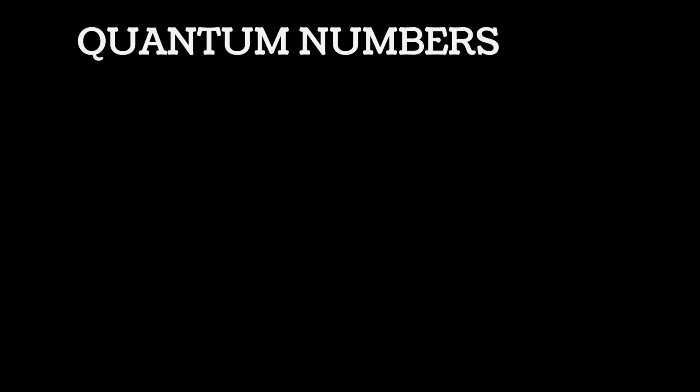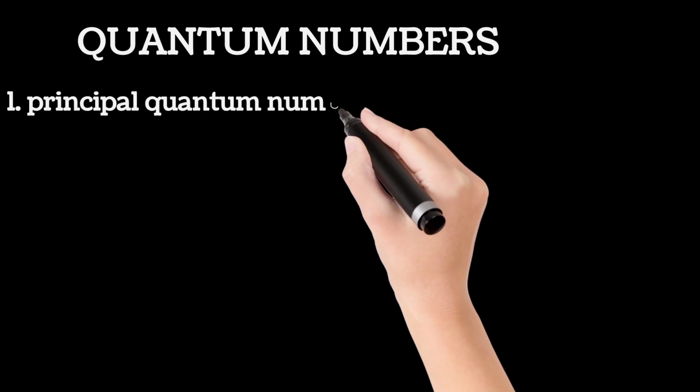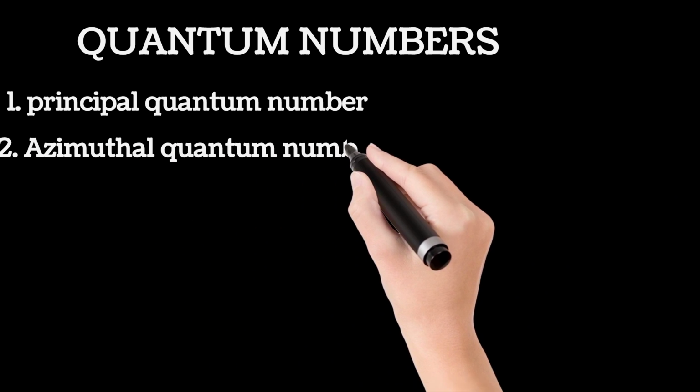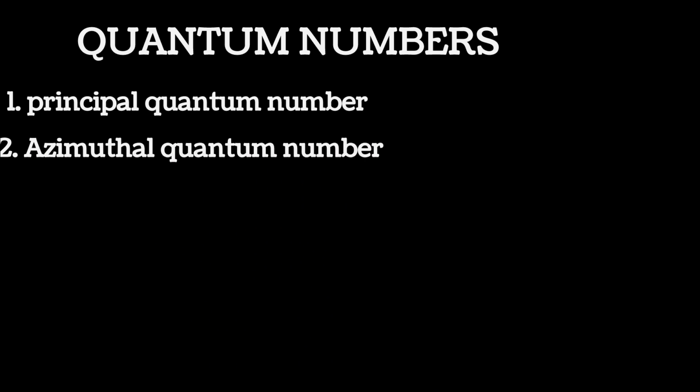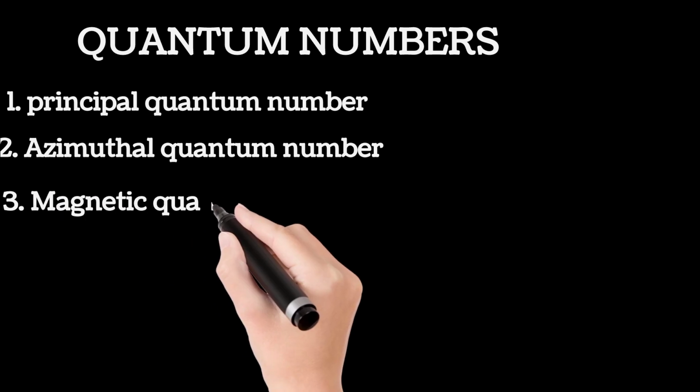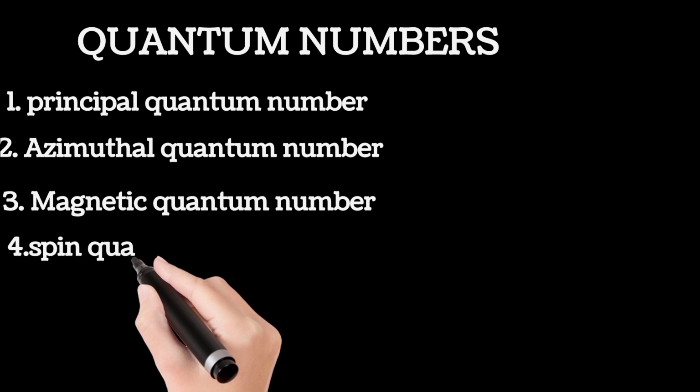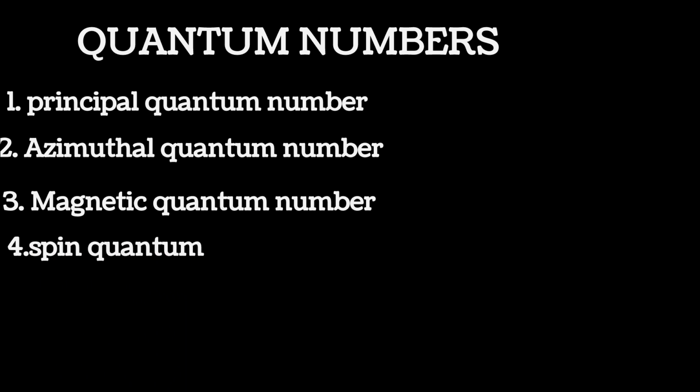There are 4 quantum numbers. 1 is the principal quantum number. 2, we have the azimuthal or the angular momentum or subsidiary quantum number. 3, we have the magnetic quantum number. 4, we have the spin quantum number.